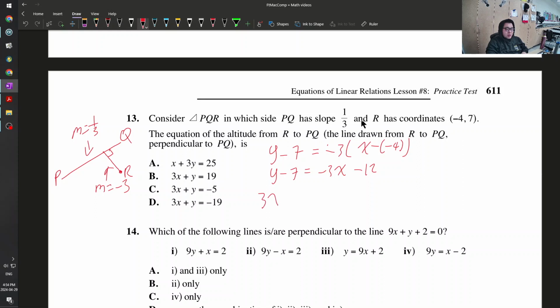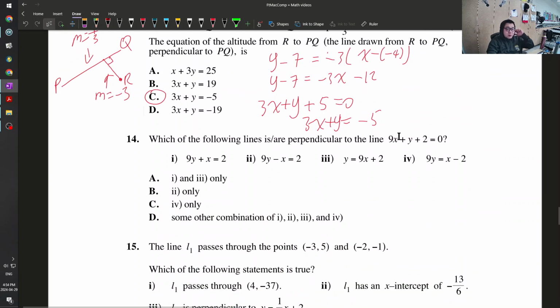We get 3x plus y. -7 plus 12 is equal to +5. Is equal to 0. Oh, oops. Subtract both sides by 5. 3x plus y is equal to -5, subtract by 5, so we get this form. 13 is C.